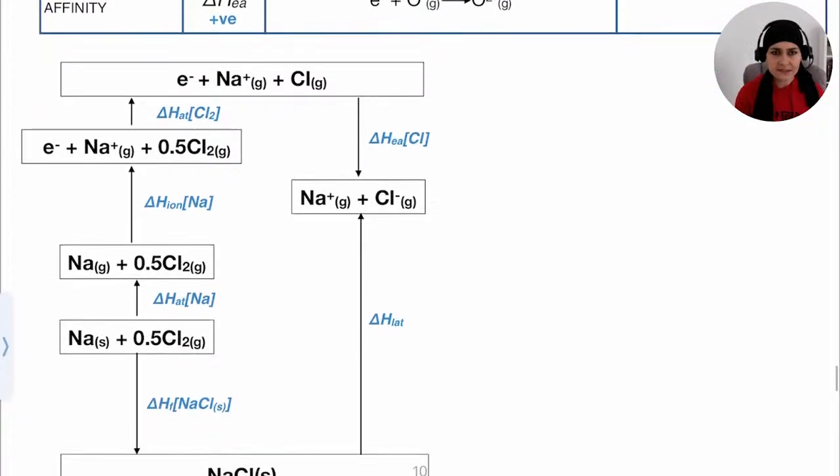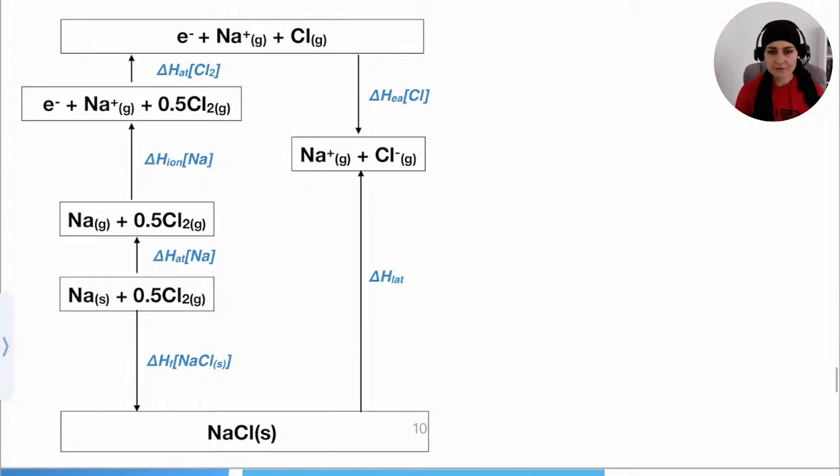Now, this is an example of a Born-Haber cycle for sodium chloride, and it would always be written in the same way. Some steps you can switch around, but in general, it's always like that. So we start off writing a Born-Haber cycle by writing the solid ionic substance for which you're writing the cycle at the bottom. So I put NaCl at the bottom first.